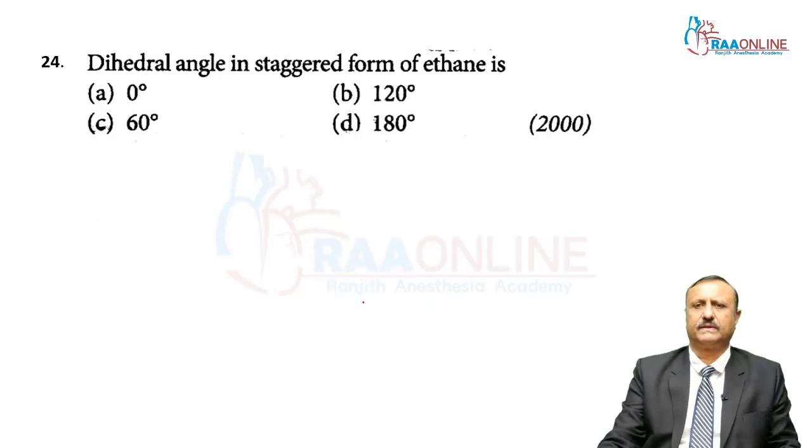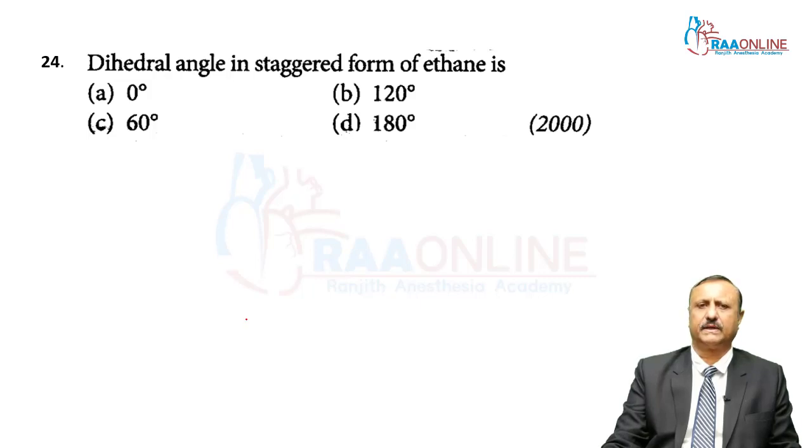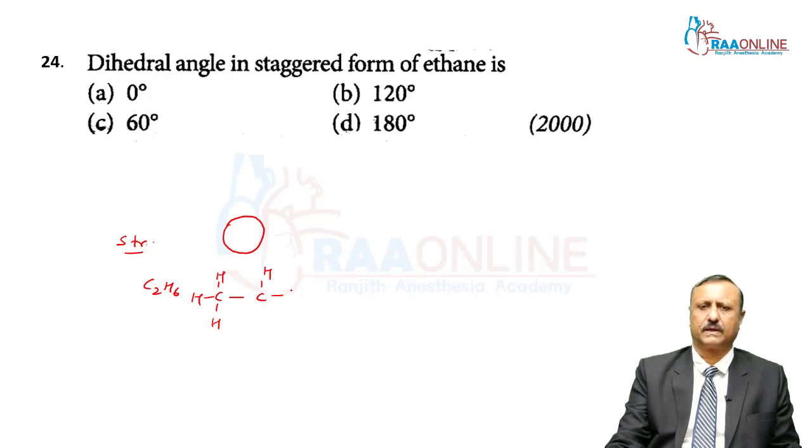Now, my dear students, question number 24: the dihedral angle in the staggered form of ethane is... The dihedral angle of the staggered form means you draw the structure. Ethane is C2H6, and in the ethane molecule, 3 hydrogen atoms are present on each carbon, CH3. In this molecule you can see CH3 groups are present.